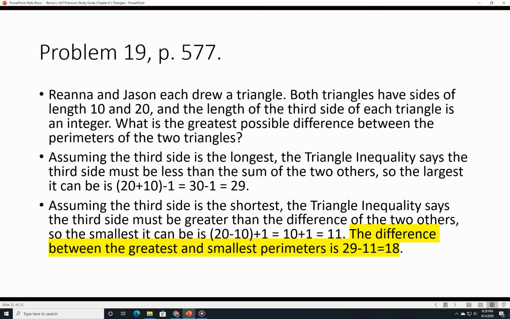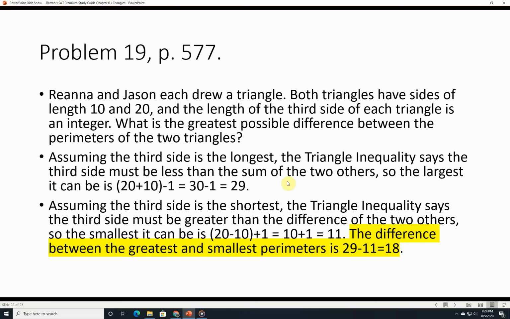So, what is the greatest possible difference between the perimeters of the two triangles? Pretty easy. If we assume the third side is the longest, the triangle inequality says the third side must be less than the sum of the two others, because otherwise it would be an open figure rather than a closed polygon known as a triangle.